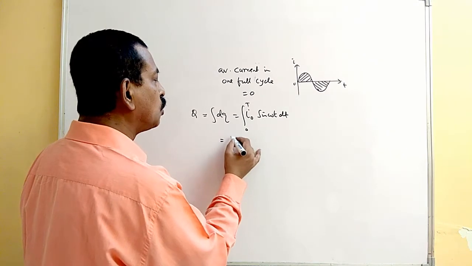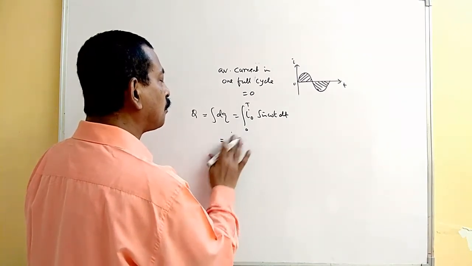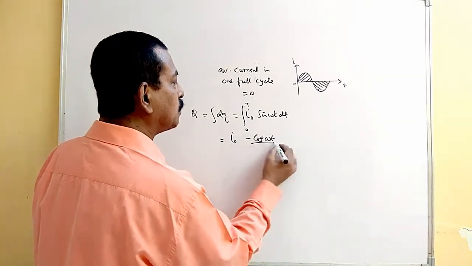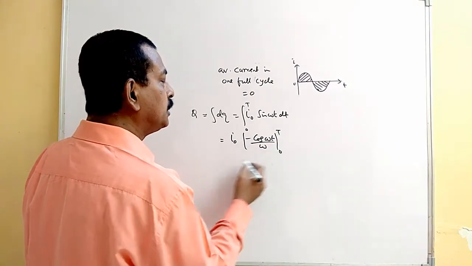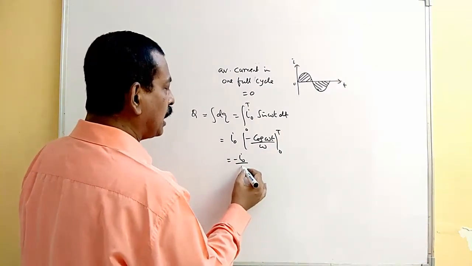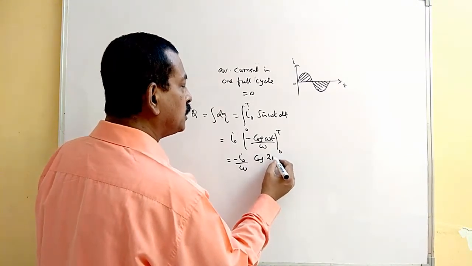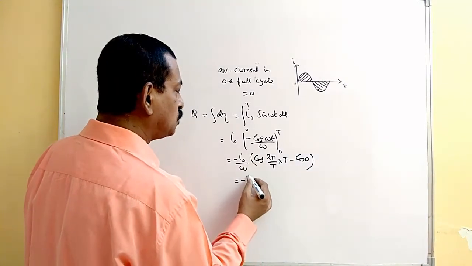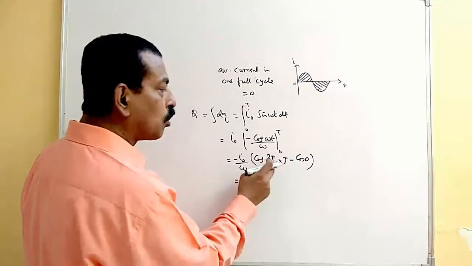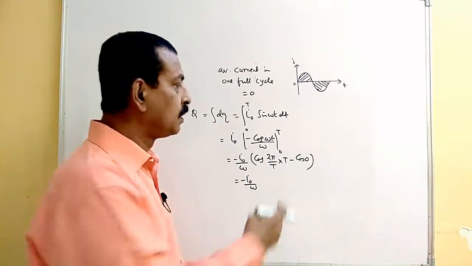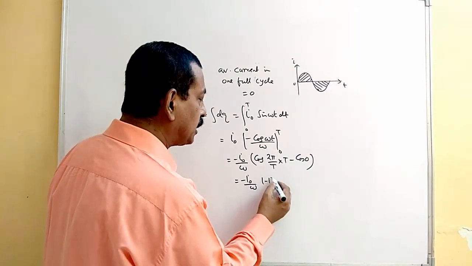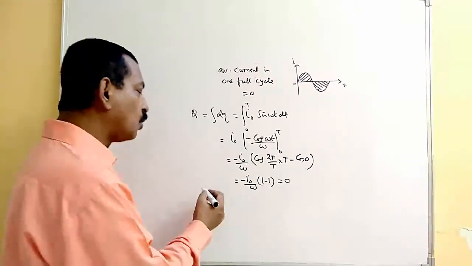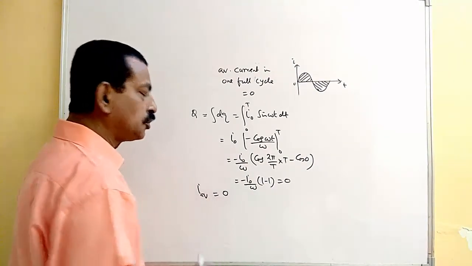So this is equal to I naught times minus cos omega t by omega, from 0 to T. So it is minus I naught by omega cos, 2 pi by T into T, minus cos 0. And that is I naught by omega, and now cos 2 pi, that value is 1. Cos 0 is also 1. So it is 1 minus 1, that is 0. So the net charge supplied in one complete cycle is 0. So I average will also be 0.